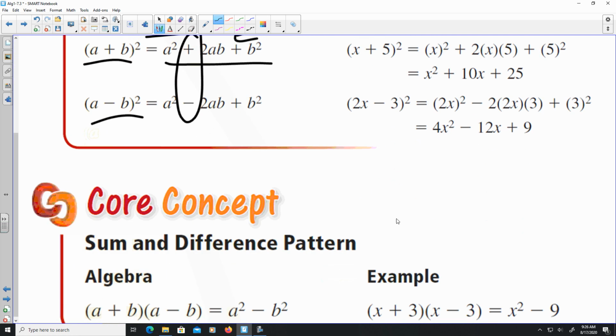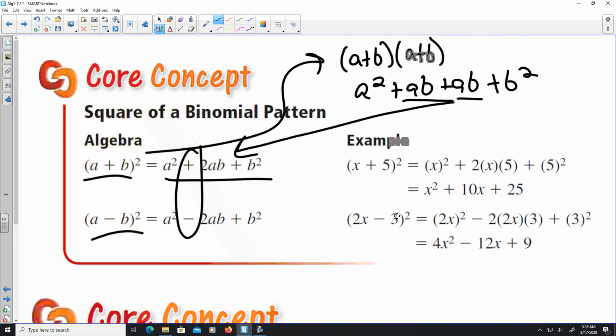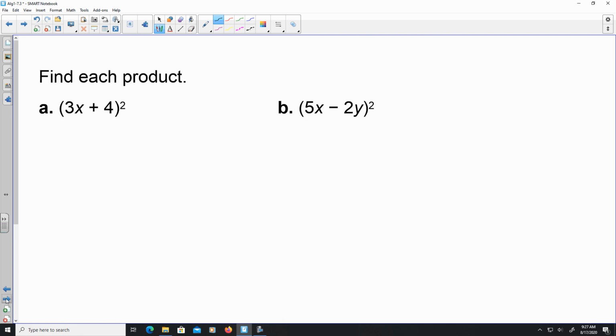Anytime that you have these patterns, you can use the formula, or you can just expand. This is the expanded portion of a perfect square, and multiply like we did in the previous section. Either way, I have no issues with either approach. So I'll do example A both ways, and we will get the exact same result.